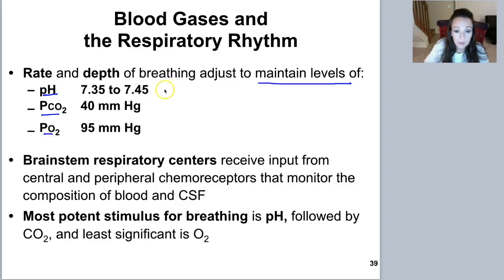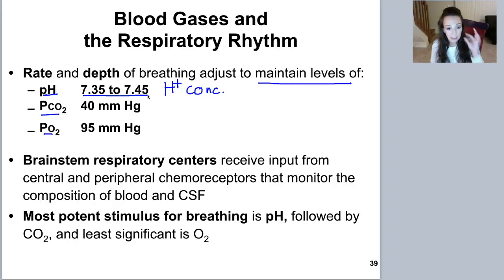When we talk about pH, we're actually talking about hydrogen ion concentration. Talking about the concentration of hydrogen ions. And we need the pH of the blood to be between 7.35 and 7.45. So first thing the DRG is monitoring is that this pH needs to be in this exact range, otherwise we need to change the rate and depth of breathing to make sure we maintain this exact pH range.